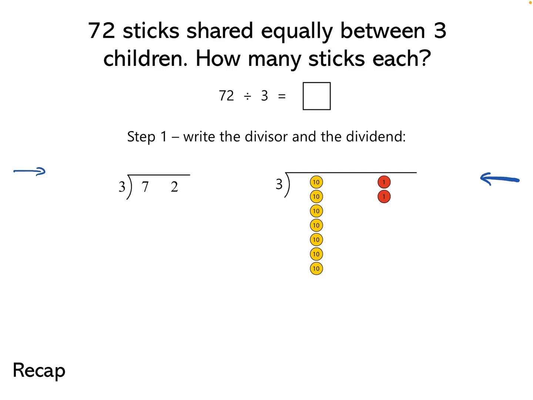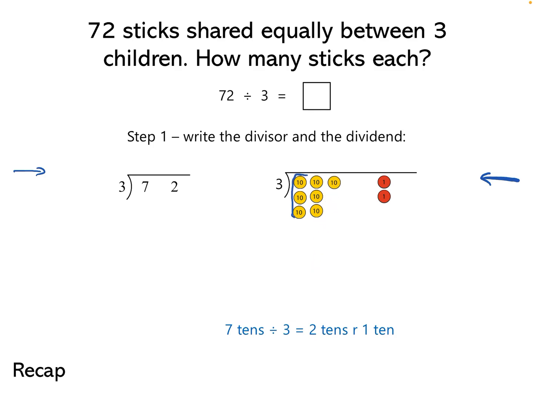So our first step, write down the divisor and dividend. We've done that. Can you remember which one's the divisor? Is it this one or is it this one? The divisor is this one. Makes this one the dividend. Okay, so our next step, for step 2, is to take our 7 tens. So over here 7 tens, over here 7 tens, and we are going to divide them into 3. So if we look over here, again, remember we were putting them into groups of 3.